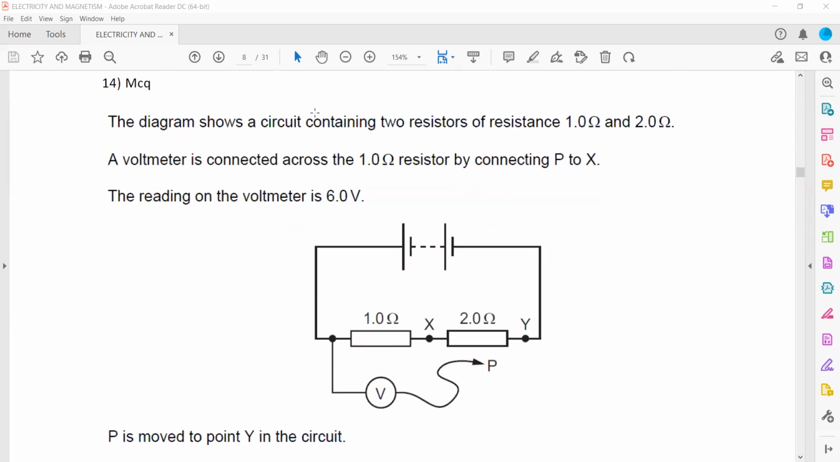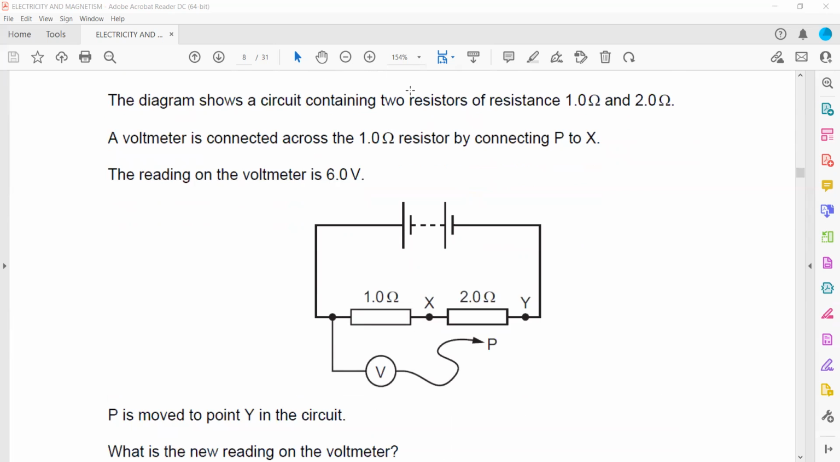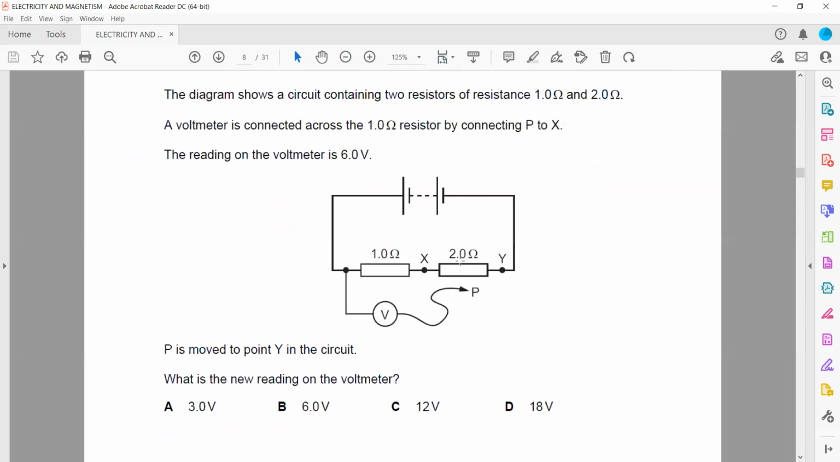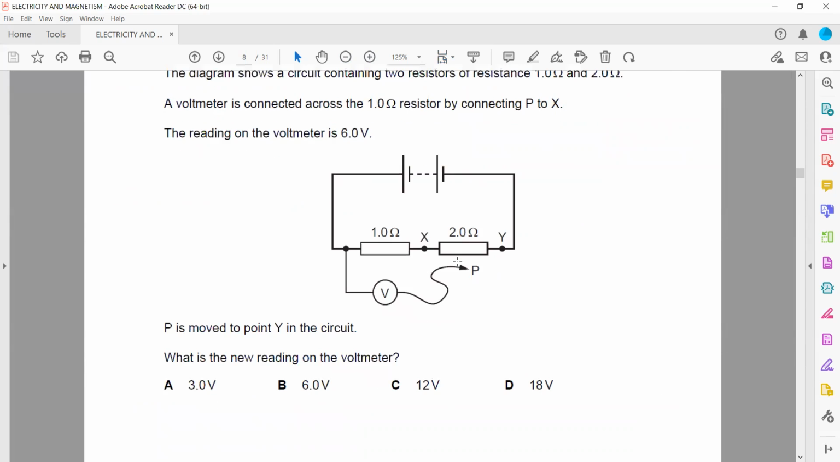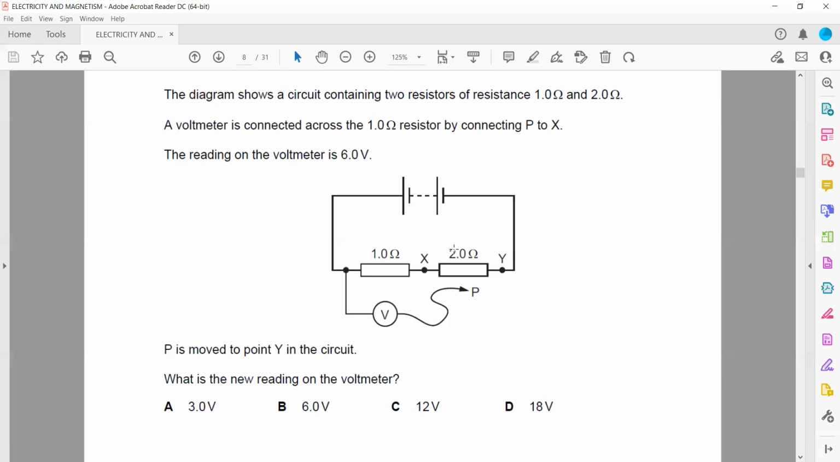The diagram shows a circuit containing two resistors, 1 ohm and 2 ohm. A voltmeter is connected across the 2 ohm resistor by connecting from P to X. The reading on the voltmeter is 6. P is moved to point Y in the circuit. What is the new reading of the voltmeter?